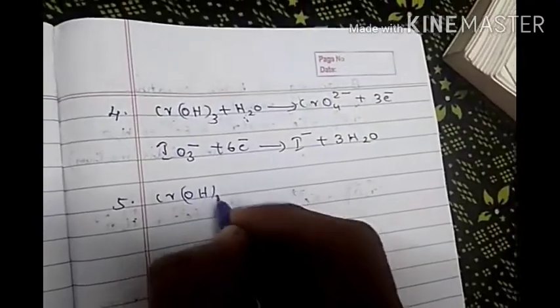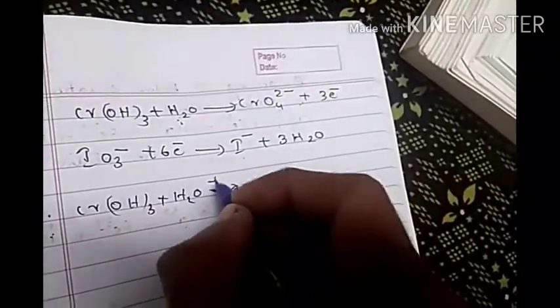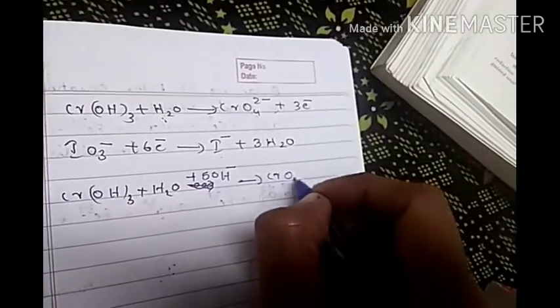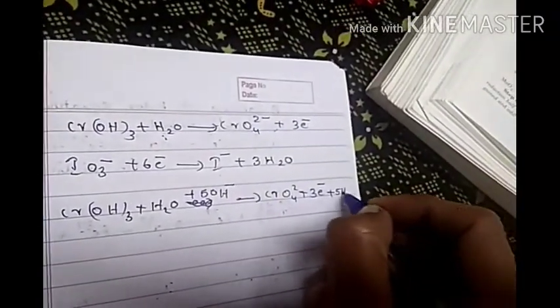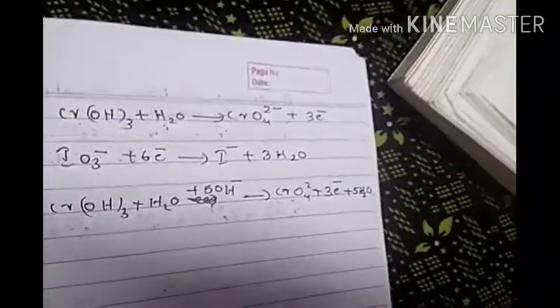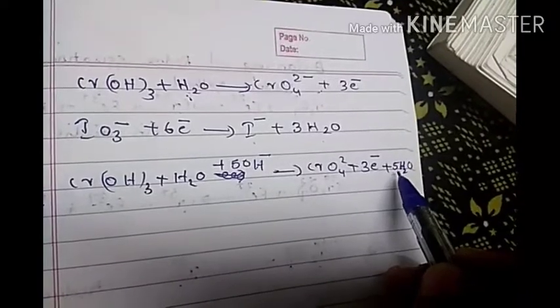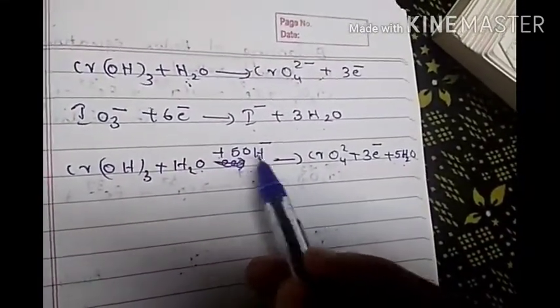Cr(OH)3 plus H2O. Here we have to add 5 OH minus. 5 OH minus gives CrO4 2 minus plus 3 electrons plus 5 H2O. Since this product side is deficient in hydrogen, where we are adding 5 water molecules, in the opposite side, that is in the reactant side, we are adding 5 OH minus.